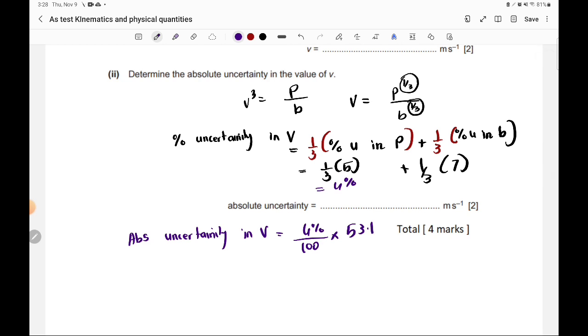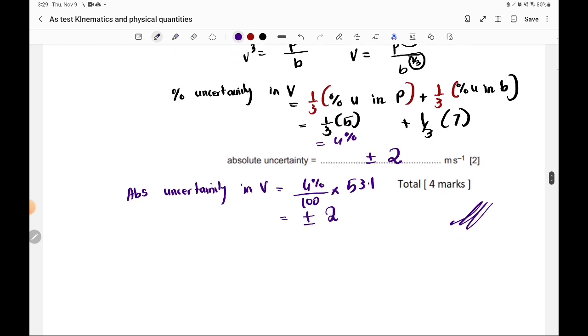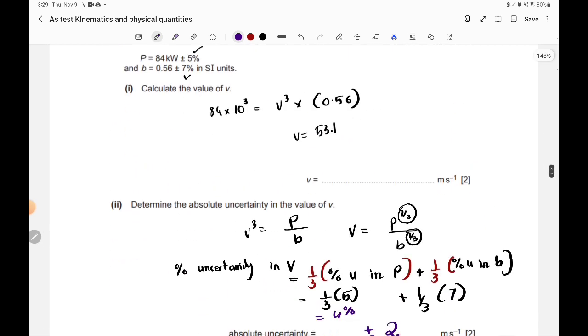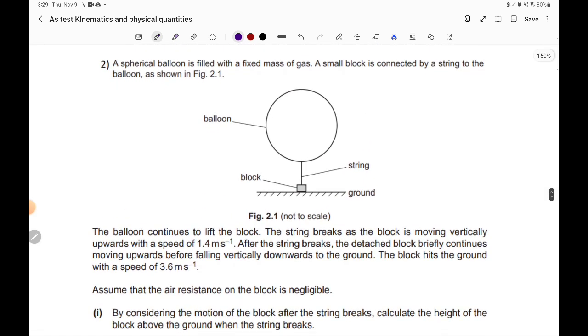So let's multiply this. 4 divided by 100 and multiply by 53.1, and this value is coming as plus minus, I'm going to round this off, so the absolute uncertainty is plus minus 2. Okay, so this question is done. You will definitely score 4 marks if your working resembles something like this. Anyways, let's move on to the next question.